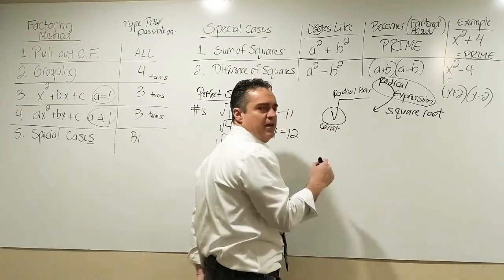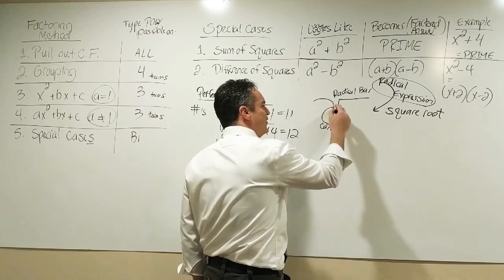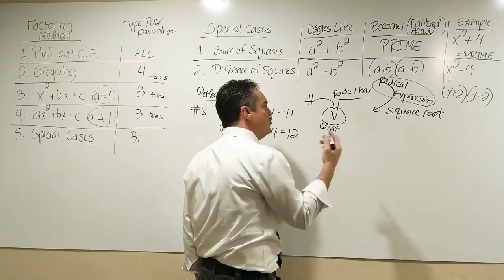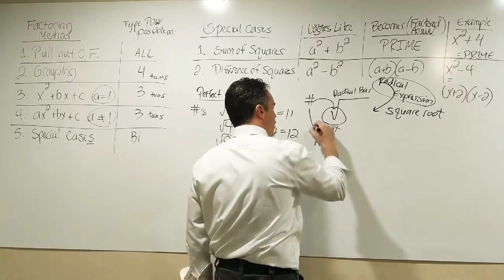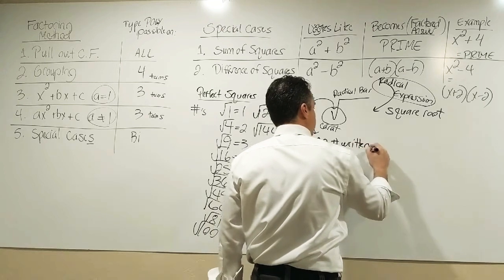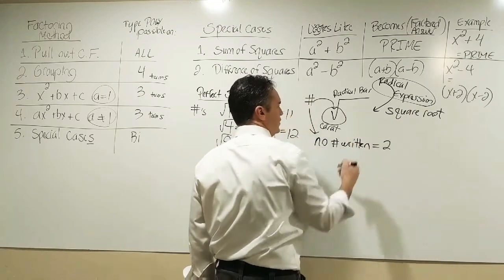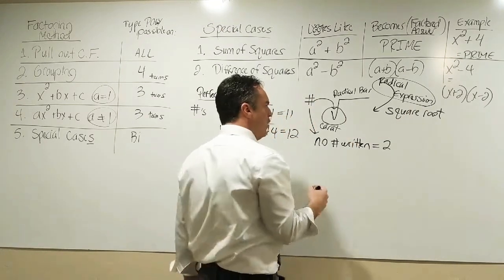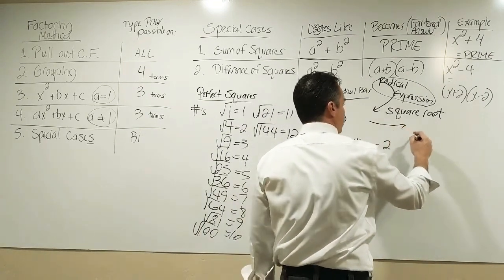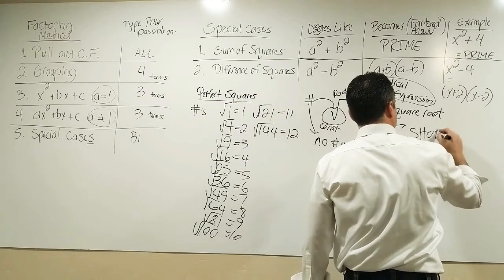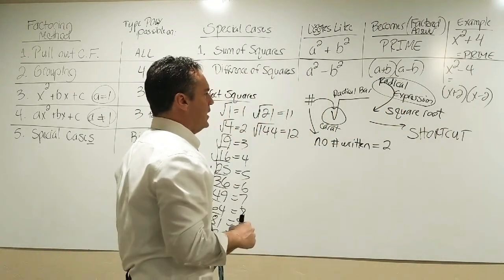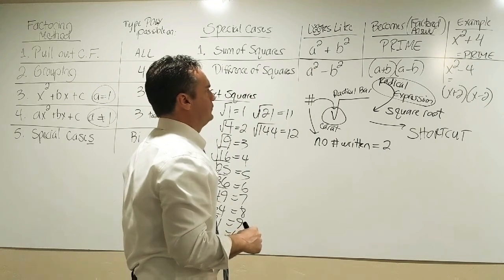Okay, and inside the caret, there's always a number, okay? And if there's no number written, then we always know it equals 2. And that's why we call this the square root. But I do want you to know that the radical bar is just like the laws of exponents. It's a shortcut. Okay? And it's a shortcut that asks a question.